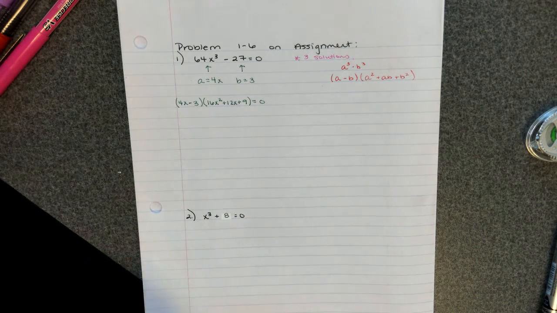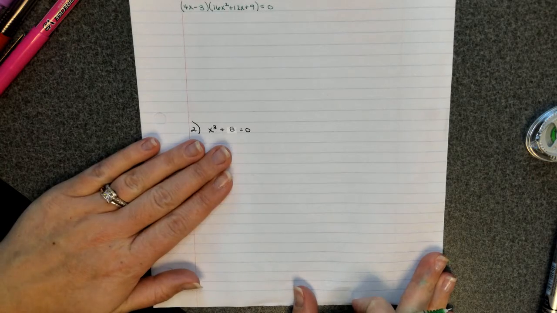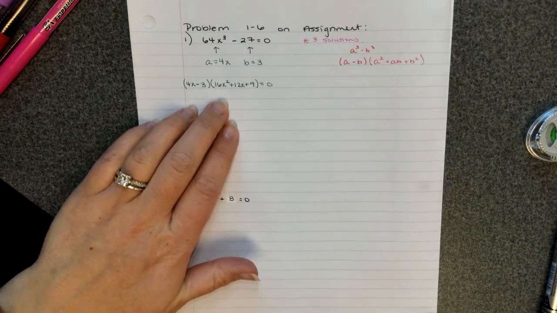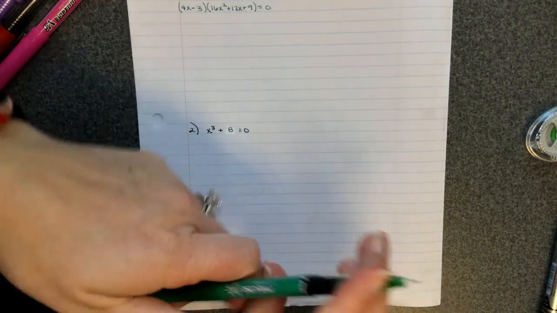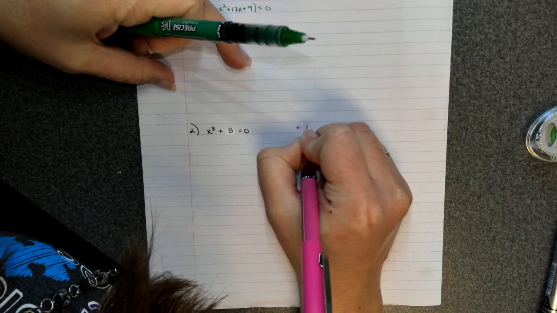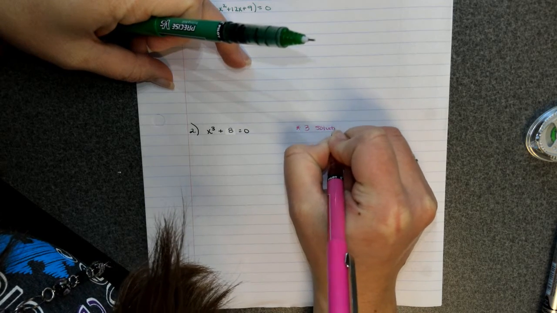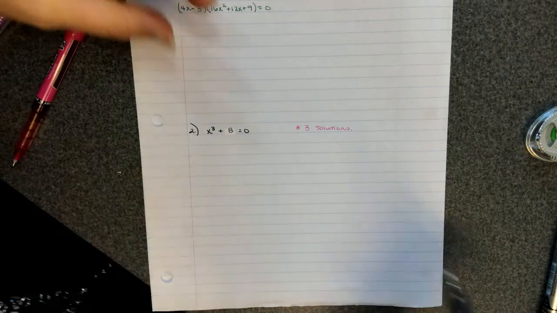Now, that is the difficult part. Let's try it again, but let's try this one down here, and then we'll come back up and actually solve this. Okay. Now, this one is a different scenario. Again, this one's also going to have 3 solutions. But this one's going to use the other rule.